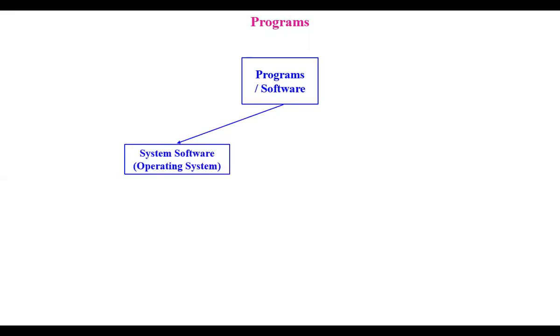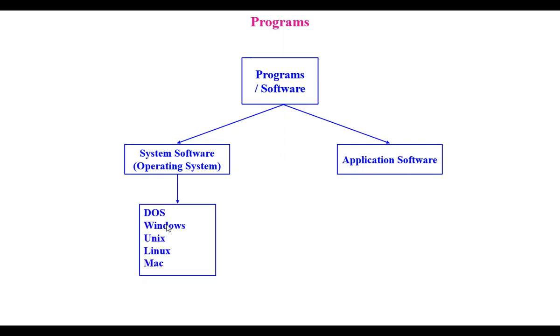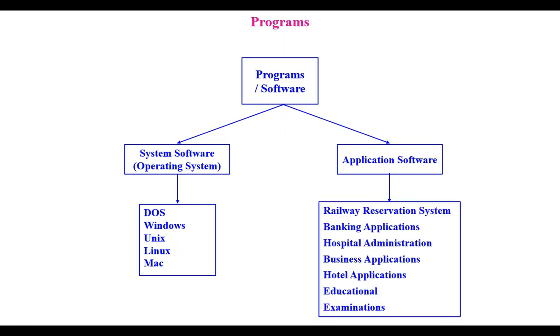One is system software, that is, we call it an operating system. The second one is application software. Coming to the system software or operating system, there are many operating systems like DOS, Windows, Unix, Linux, Mac. And coming to the application software, its applications are varied in different places, and in many places we are going to have this application software. We'll discuss each one by one now.